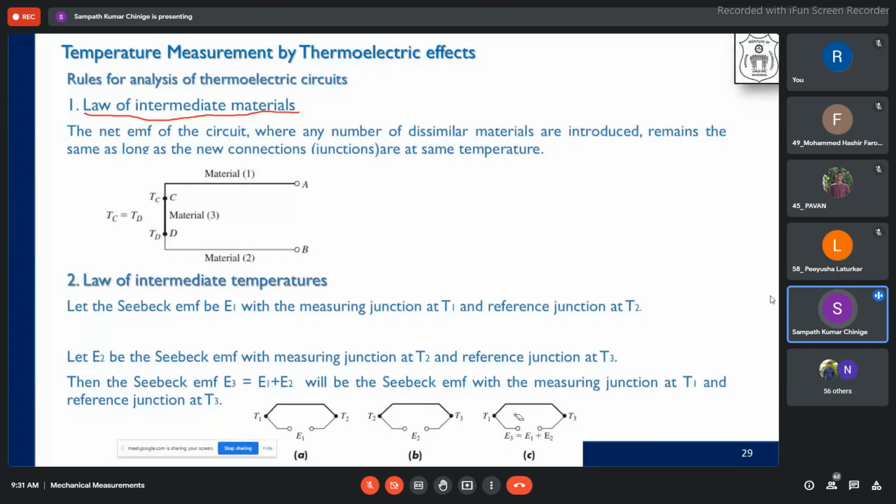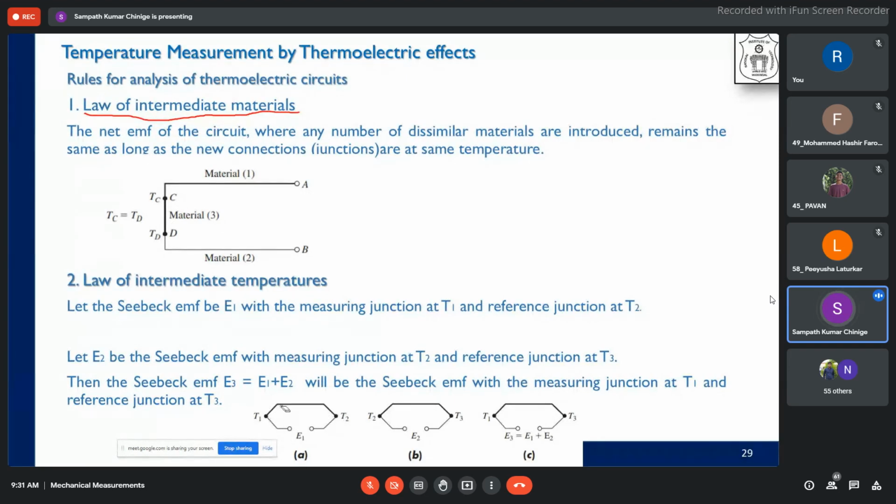So even though the materials remain constant, the junction temperatures are varying. Be careful, here we are changing the materials differently, while the junction temperatures are kept constant. We are not varying Tc, which is equivalent to Td here. Even though you vary the number of materials, the EMF will not change. Whereas here, the materials are the same, 1 and 2, but the junction temperatures are varying, not the materials.